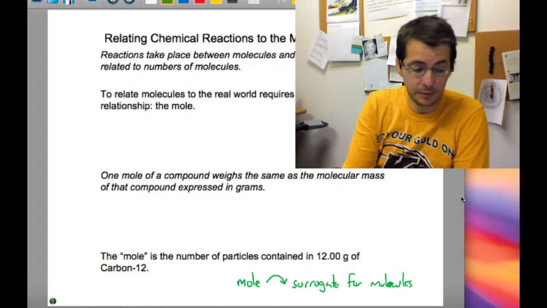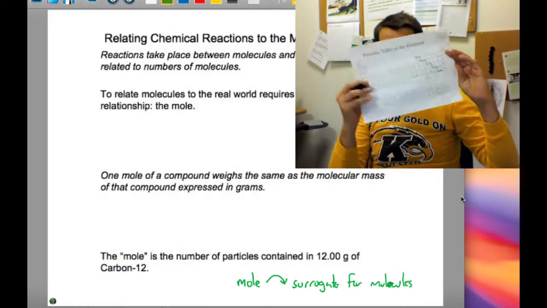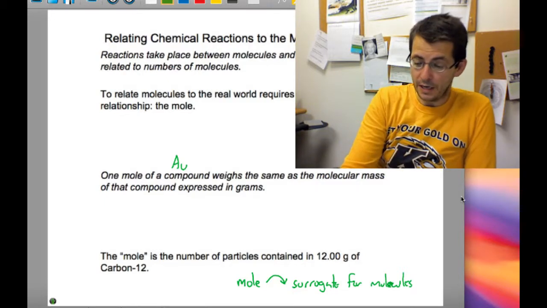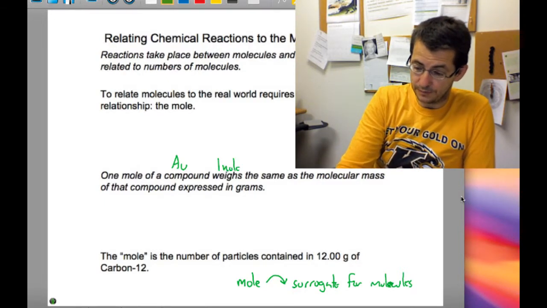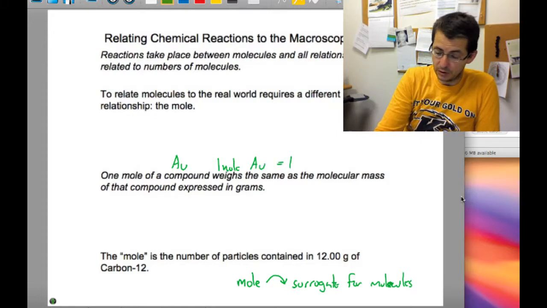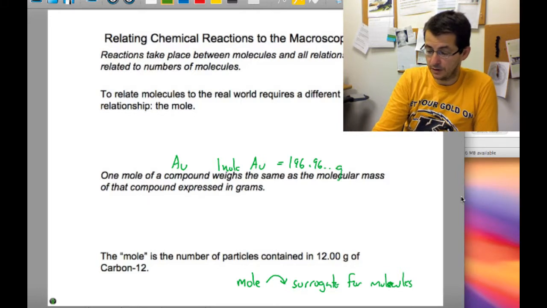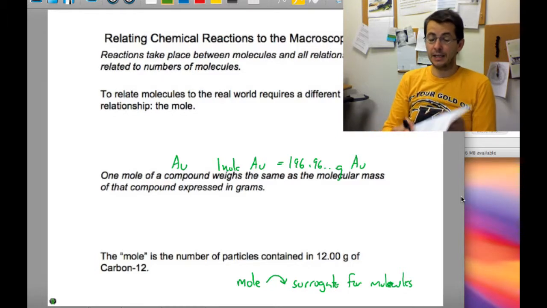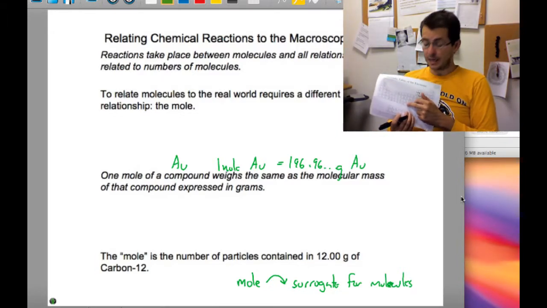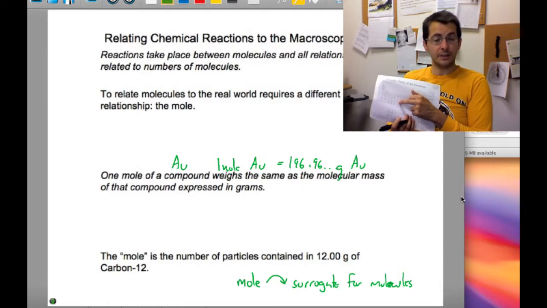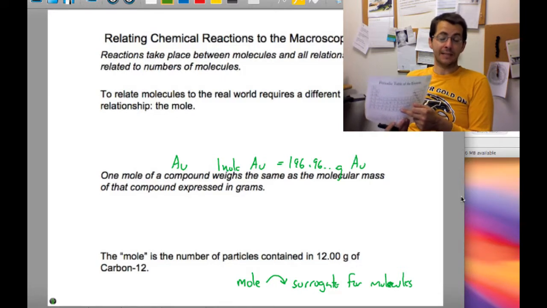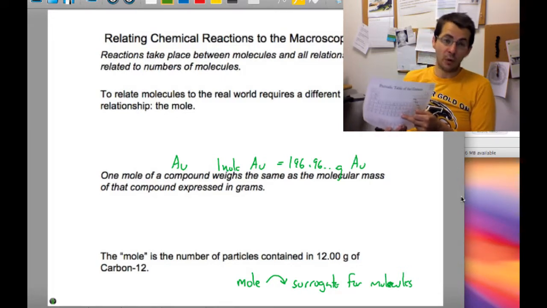So if we go to the periodic table, pull out your handy dandy periodic table, and you look at gold, Au, we know that 1 mole of gold is equivalent to 196.96 and some change grams of gold. Why? Because 1 mole of a compound is the same as the molecular mass. The atomic mass is placed on the periodic table under the atom. That is the weight of one atom, or the average weight of one atom, or now in this case, the average weight of 1 mole.